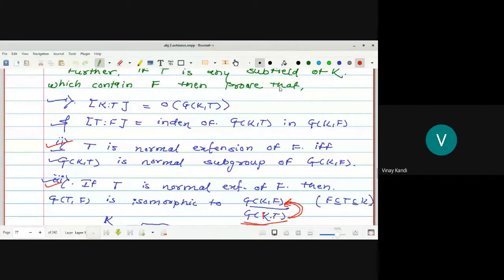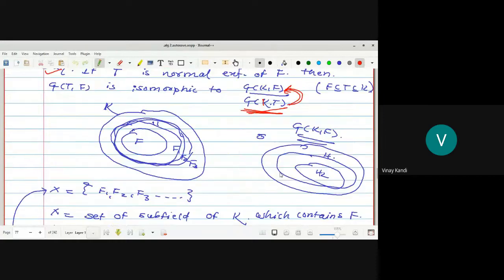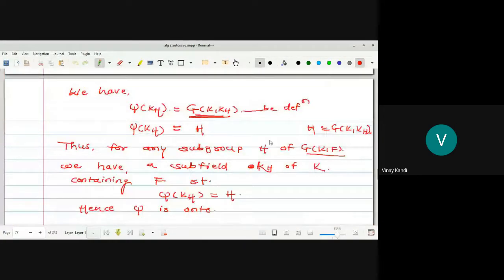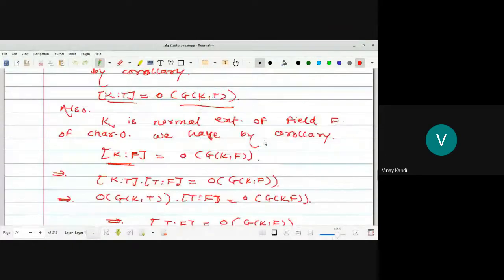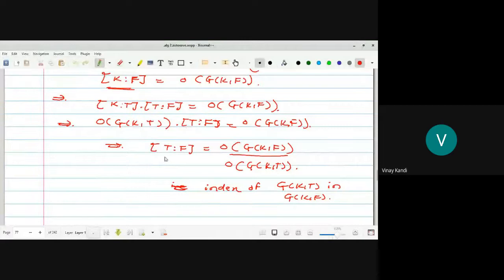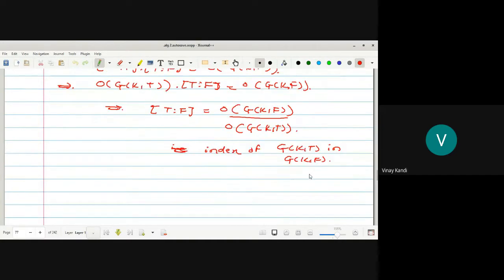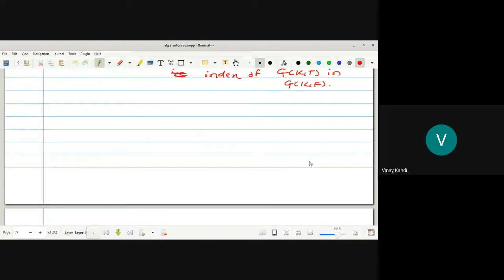Now we have to show the second and third statements. T is a normal extension of F if and only if G(K/T) is a normal subgroup of G(K/F). In the last lecture we proved that the dimension of T over F is equal to the order of G(K/F) divided by the order of G(K/T), that is, the index of G(K/T) in G(K/F). Now, step three: we have to prove that T is a normal extension of F if and only if G(K/T) is a normal subgroup of G(K/F).